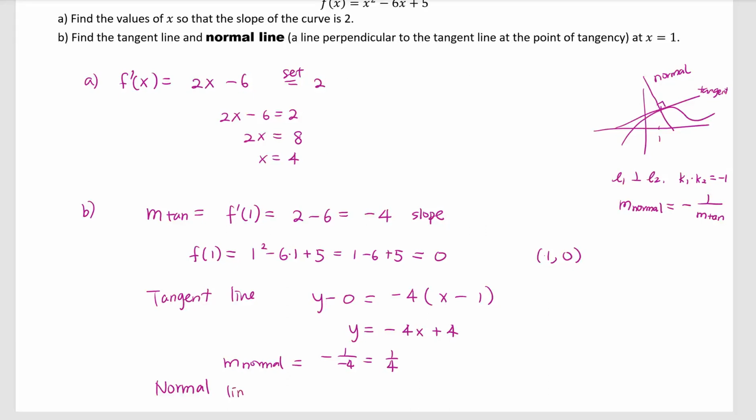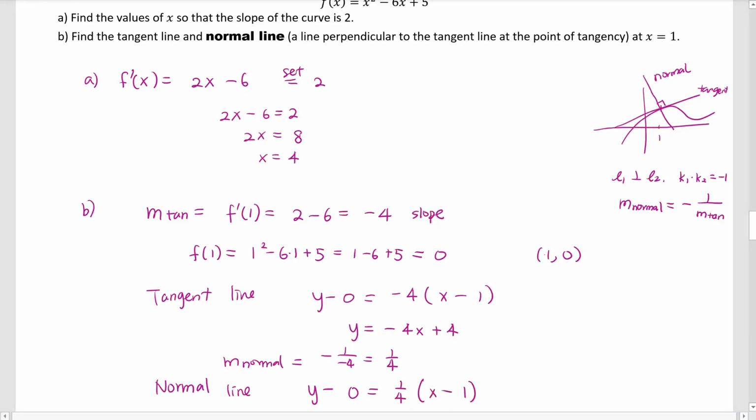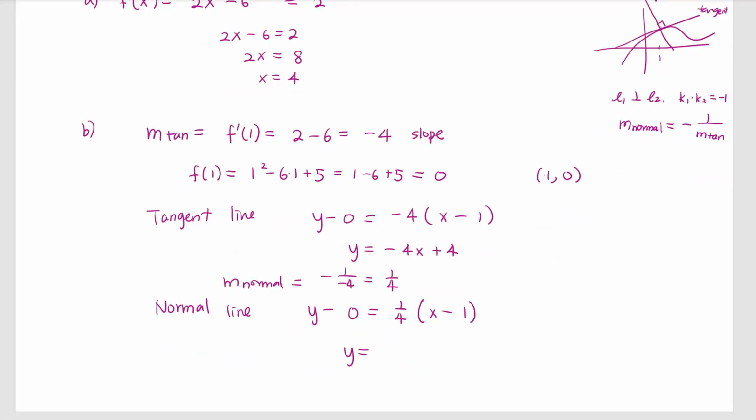Then the normal line is y minus... it's still passing through the same point, right? It still passes through the same point, but the slope changes. So y minus the y coordinate, which is still 0, equals the slope times x minus the x coordinate. Oh, so we have y equals 1 over 4 x minus 1 over 4. So this is the normal line.